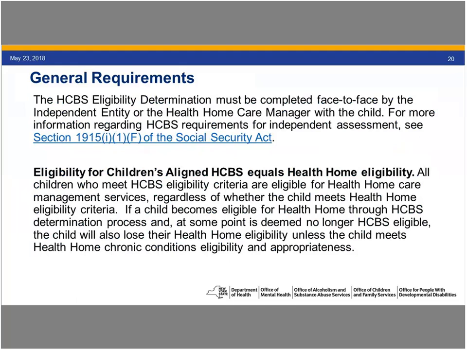So just some general requirements. The HCBS eligibility determination must be completed face-to-face by the independent entity or the care manager for the child. And we have outlined all the HCBS requirements here for you. Eligibility for children aligned in HCBS equals health home eligibility. So we already mentioned that. Again, just making sure that people understand if a child reaches HCBS eligibility, then they need care management or care coordination for them.